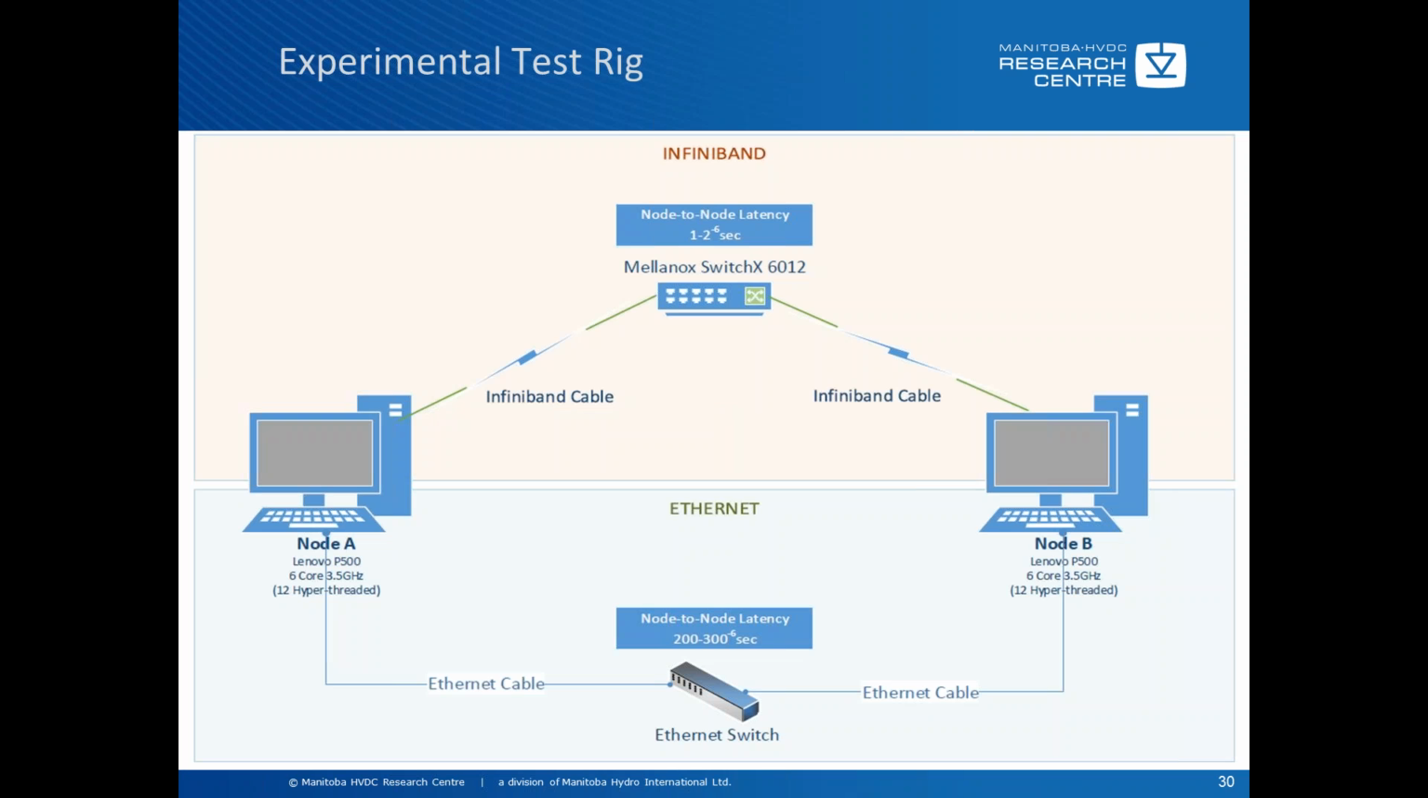So this is our experimental test rig. In this case, we're showing 2 nodes, or 2 compute nodes, but we have 4. But this is all we need to show here. So we have the InfiniBand at the top, and then the Ethernet on the bottom, running in the same setup, so that we can compare them side by side. Now we know that the InfiniBand latency between the two is much smaller than an Ethernet method.